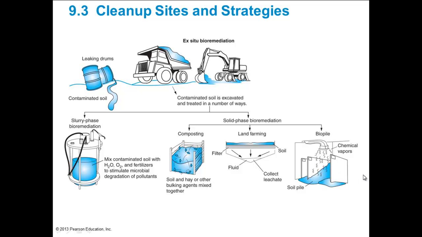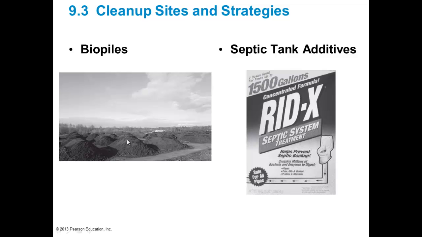And then with biopiles, you do the opposite. You create a soil pile, and you let the contaminant volatilize. So many organic contaminants will vaporize in the presence of oxygen, and you just collect the vapors, and the vapors are then treated. And here's an example of biopiles. Okay. And here's a slurry phase additive.